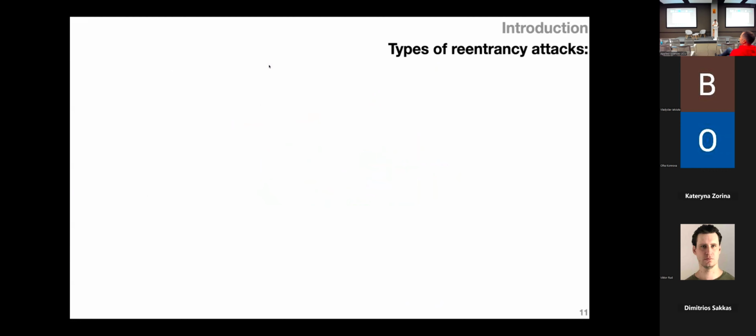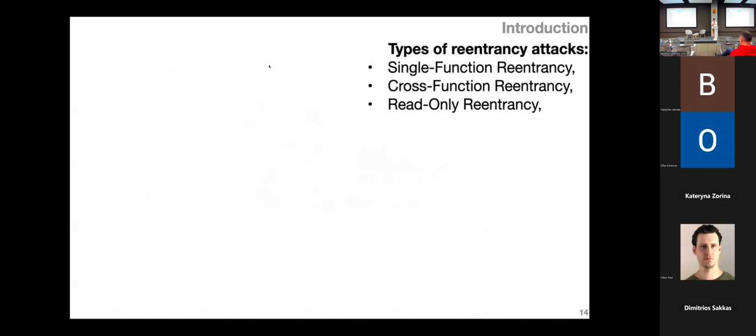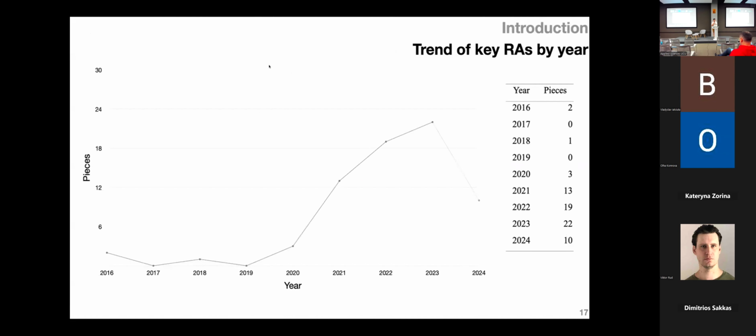Types of reentrancy attack. Currently, there are five globally recognized types of reentrancy attacks: single function reentrancy, cross-function reentrancy, read-only reentrancy, cross-contract reentrancy, and cross-chain reentrancy. A brief historical overview. The increase in reentrancy attacks may seem surprising, especially as the field of security continues to evolve. I think this is likely due to the emergence of new types of reentrancy attacks.